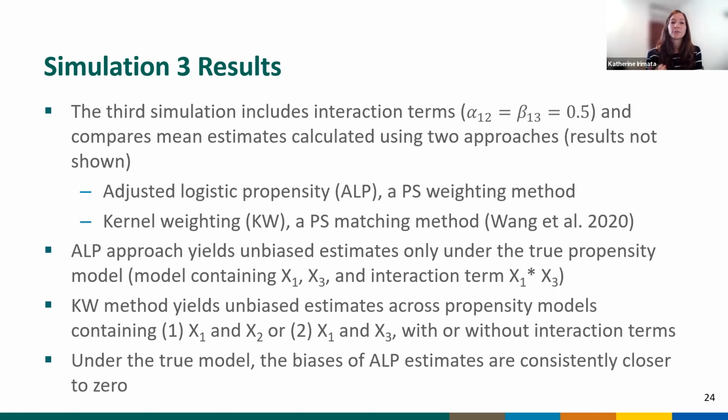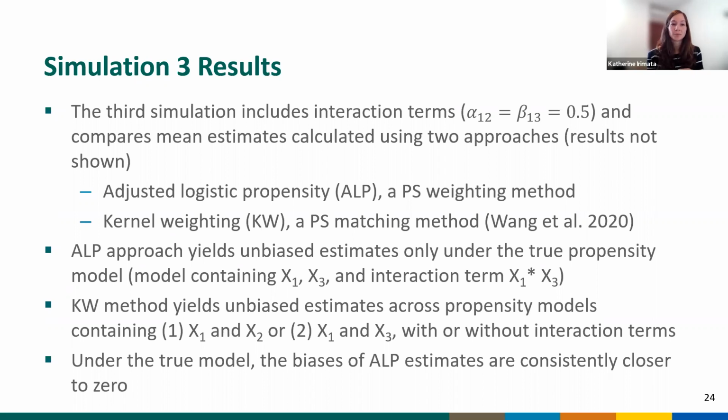The first one is a propensity score weighting approach. We'll call it adjusted logistic propensity, or ALP. This is using the inverse of our participation rates estimated from the propensity model, and we'll use that as our pseudo weights or adjusted weights. The kernel weighting method, KW, is a propensity score matching method, and so that's actually going to use the matching procedure that I described earlier.